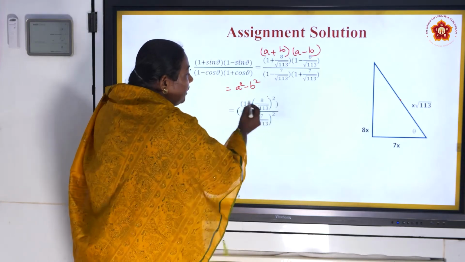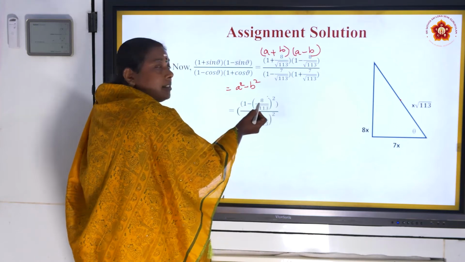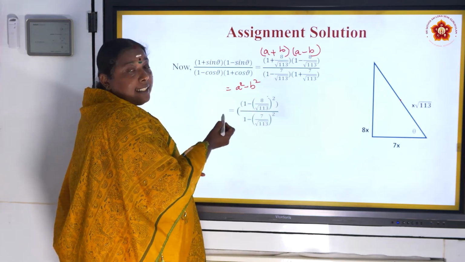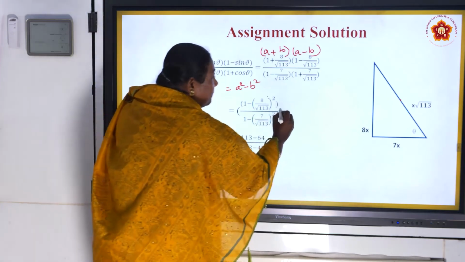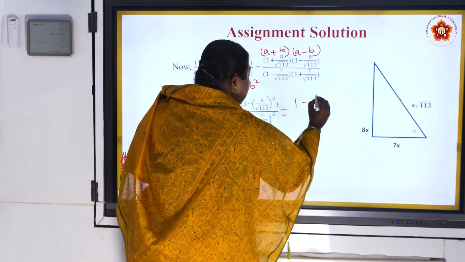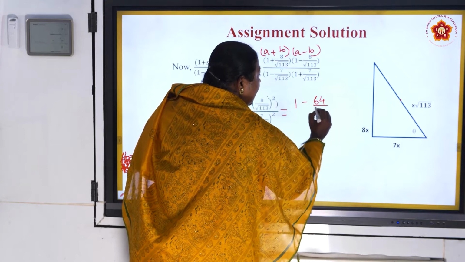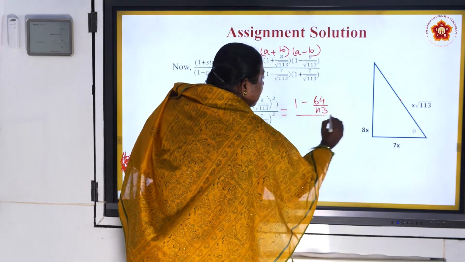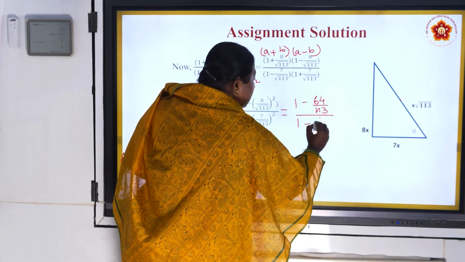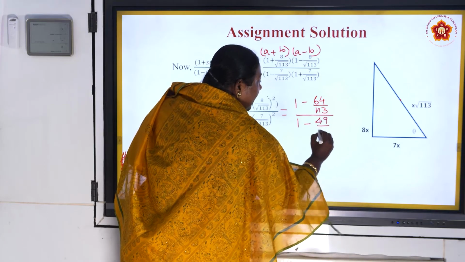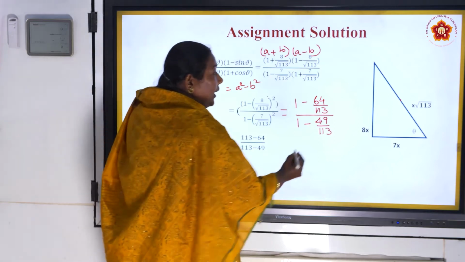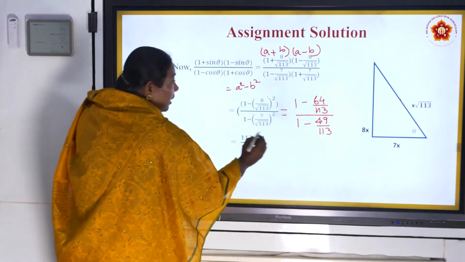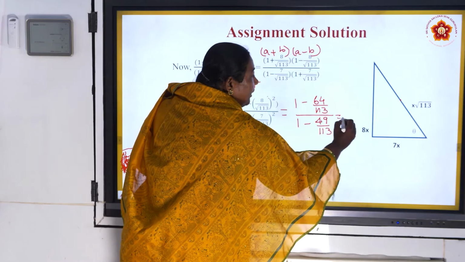So what I will get? 1 minus 8 square is 64. Root of 113 squared will become 113. So it will be 1 minus 64 by 113 by 1 minus 49 by 113. So the next step, what I have to do? I have to do the LCM. So what I will do?